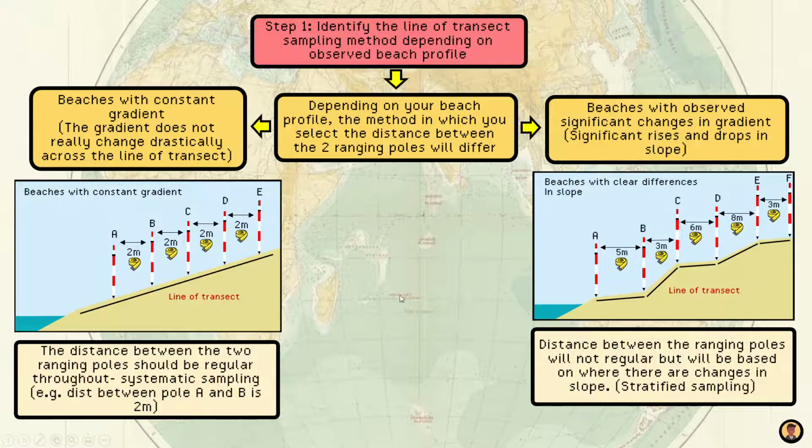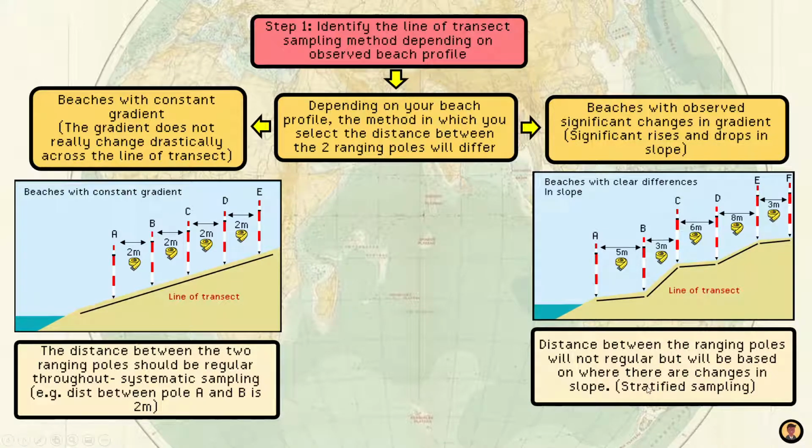It is no longer advisable for you to use systematic sampling because you might miss some variations in the slope. So for example, let's say I put an interval of 5 meters, I may actually miss this slope here, and I would just end up with inaccurate reading of the slope. So for beaches as such, what you want to do is you want to do stratified sampling.